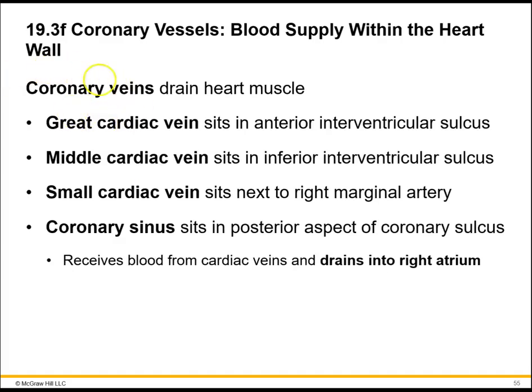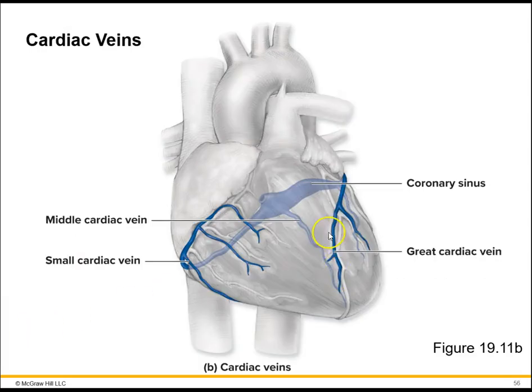Okay, and then you've got the coronary veins, and these guys drain the heart muscle. You have the great cardiac vein, the middle cardiac vein, and the small cardiac vein, and they're all going to converge into the coronary sinus, and it's the coronary sinus that drains into the right atrium. Here's the great cardiac vein, the small cardiac vein, and the middle cardiac vein back here, and they all come together and form the coronary sinus.